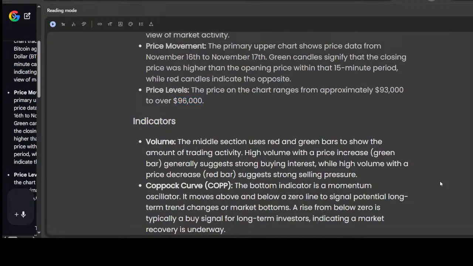Indicators. Volume. The middle section uses red and green bars to show the amount of trading activity. High volume with a price increase, green bar, generally suggests strong buying interest, while high volume with a price decrease, red bar, suggests strong selling pressure. Coppock curve, COP, the bottom indicator, is a momentum oscillator. It moves above and below a zero line to signal potential long-term trend changes or market bottoms. A rise from below zero is typically a buy signal for long-term investors, indicating a market recovery is underway.